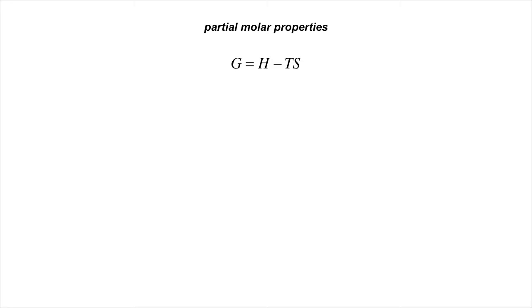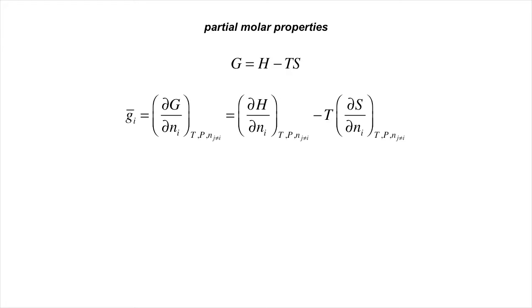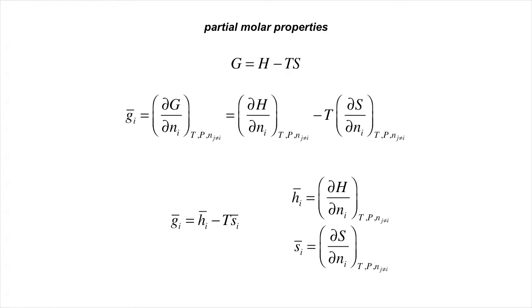Since G equals H minus TS, and thus is linearly related to H and S, the partial molar Gibbs free energy can be expressed as the partial molar enthalpy minus T times the partial molar entropy. This means that if we have separate expressions for H and S, we can separately calculate the partial molar H and S, and then add them up to get the partial molar Gibbs free energy.